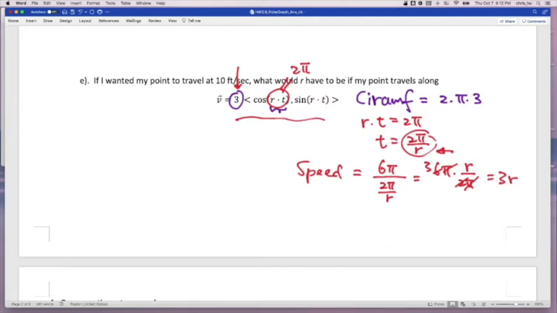But I want it to be equal to 10. So simple, I set 10 equal to 3r. Therefore, r must be equal to 10 over 3. Okay, and that's my answer.